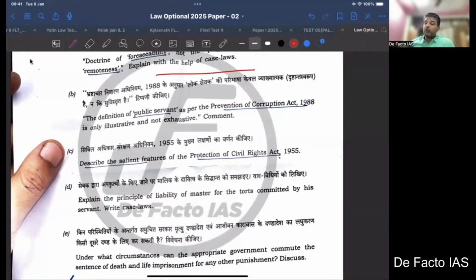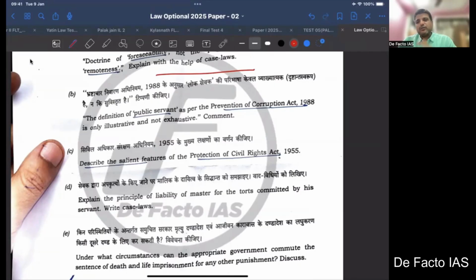Now, if you go to question number 1C, you will see it says salient features of the Protection of Civil Rights Act, a very repeated question. Again, I have also asked it. Last year also it was asked in a test paper, and this year also it was asked in that law optional UPSC test paper.